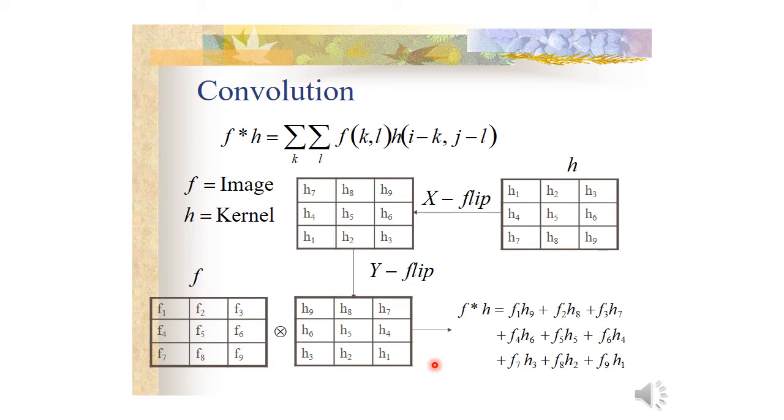But again you can see here, if the kernel is a symmetric matrix, then this flipping will do nothing. So when the kernel is a symmetric one, the correlation and convolution will be the same by mathematics.